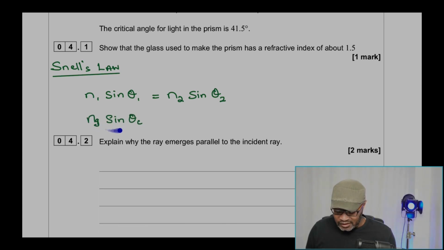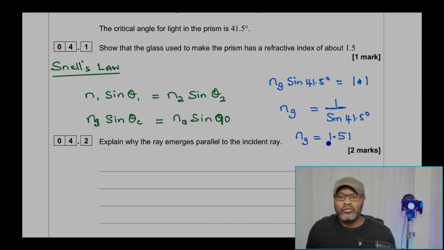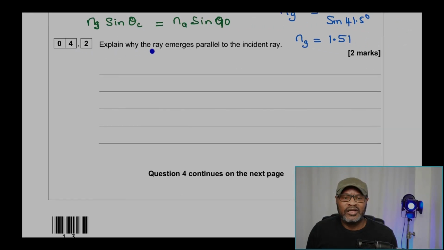So that is glass. The angle for the glass is the critical angle, which is 41.5 degrees. And this is air with 90 degrees. So we get 1 times 1, because n2 is 1 for air and sine 90 is 1. If we make the refractive index of glass the subject, we get 1 over sine 41.5 degrees. And that becomes 1.51, which is just about 1.5. So that's good. 4.2. Explain why the ray emerges parallel to the incident ray.